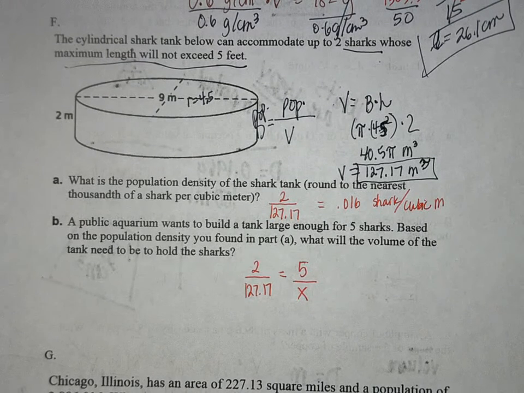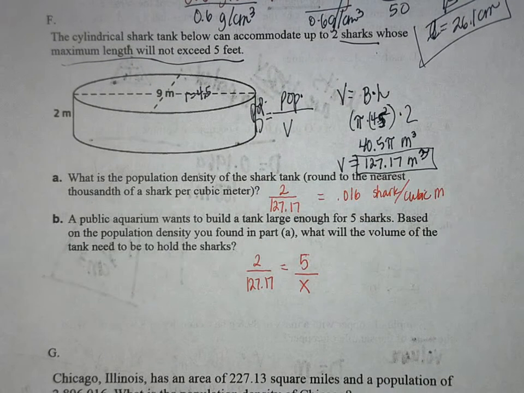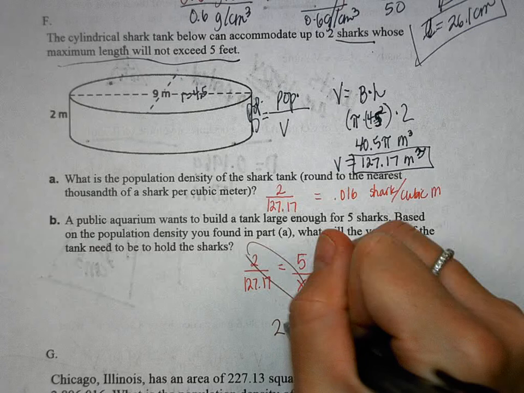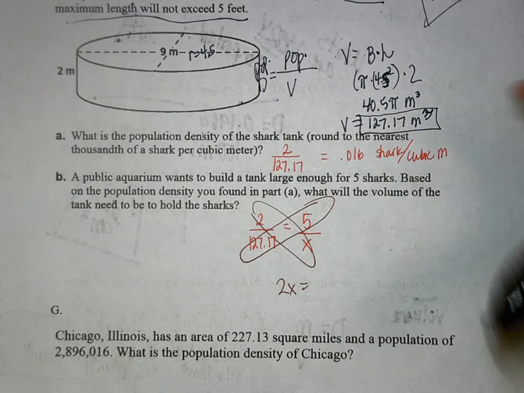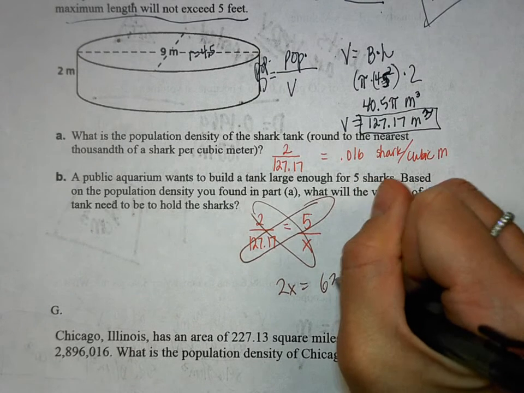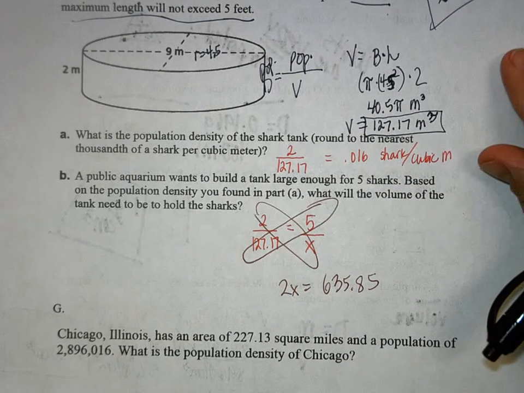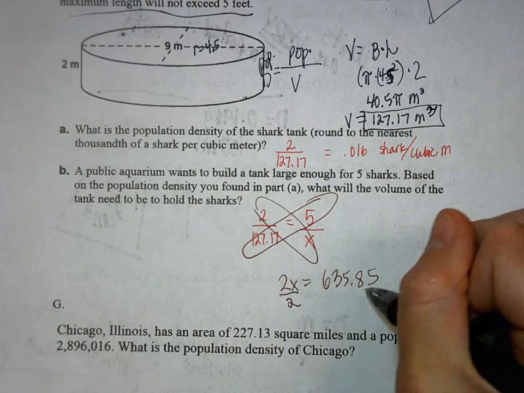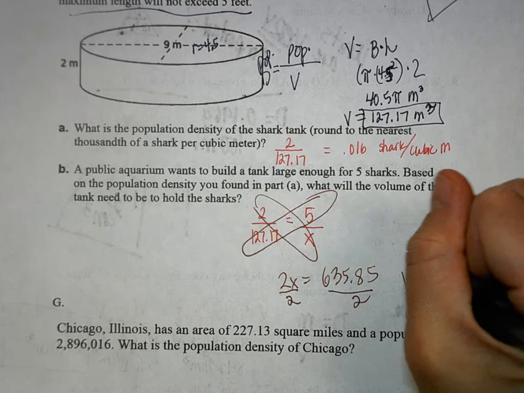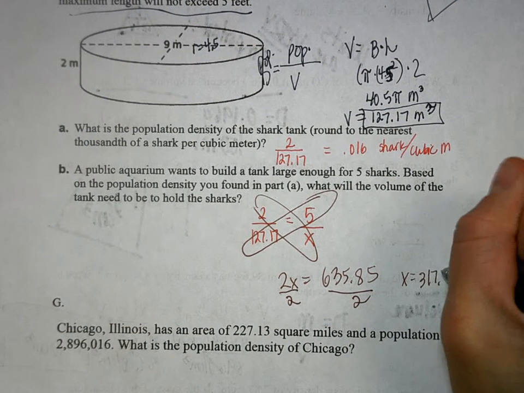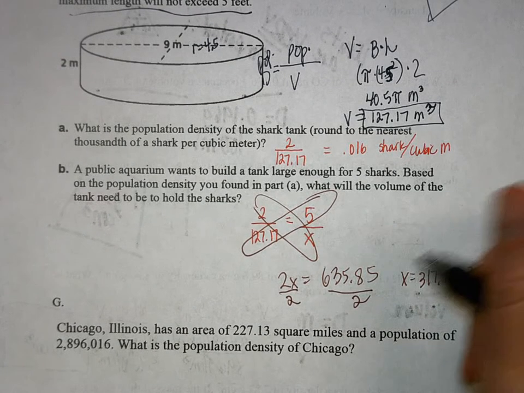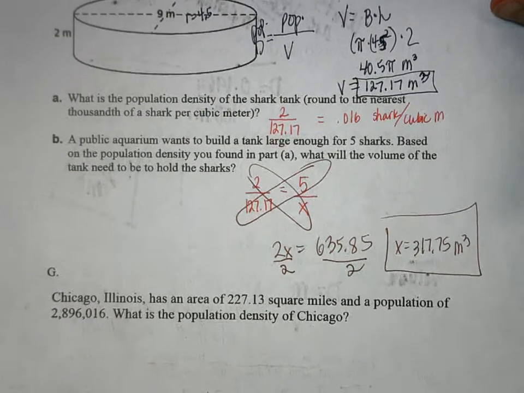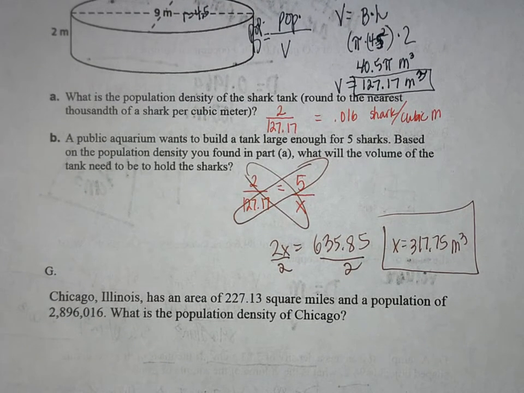So we have this proportion here, and then we can solve. We cross multiply, so 2 times x is 2x equals 5 times 127.17, and I get 635.85. Then we divide both sides by 2, and I find that x equals 317.75 meters cubed. So that's how many cubic meters I would need in order to have a shark tank with 5 sharks in it.